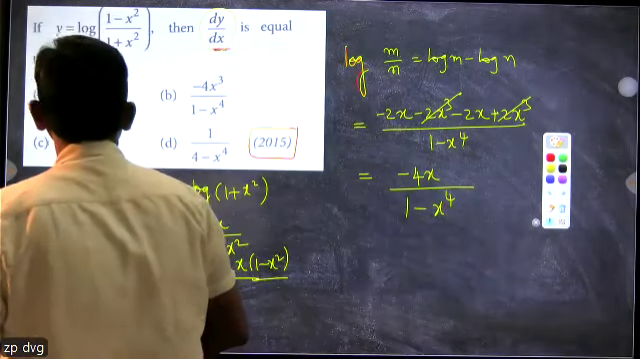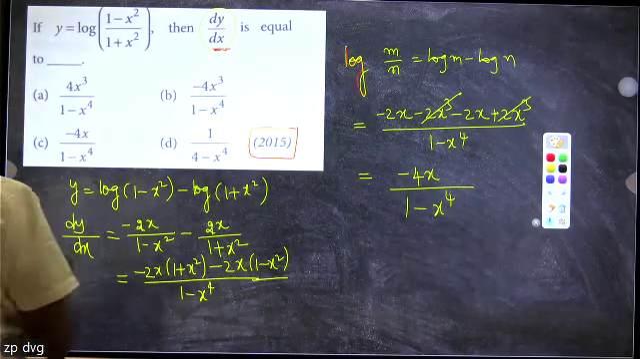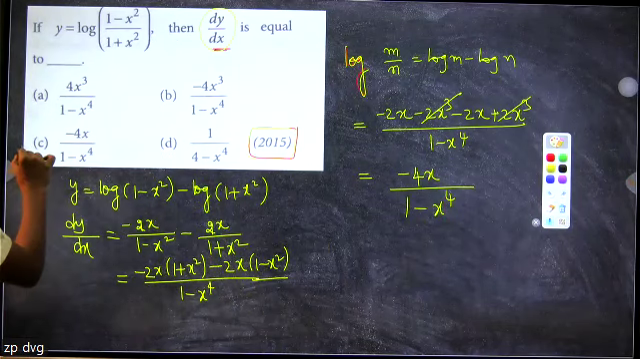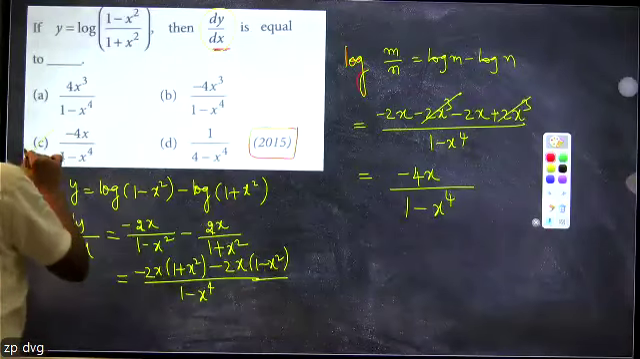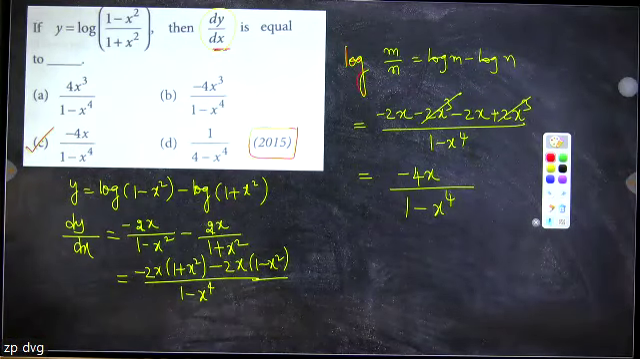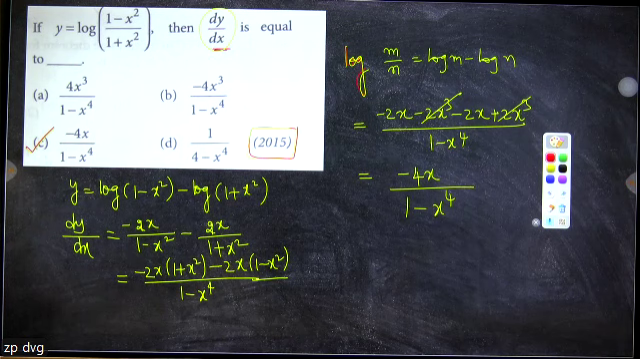See here, options. Which option is the correct option? Minus 4x divided by 1 minus x power 4. So for this, the third option is the right option. Minus 4x divided by 1 minus x power 4. Right? Okay.